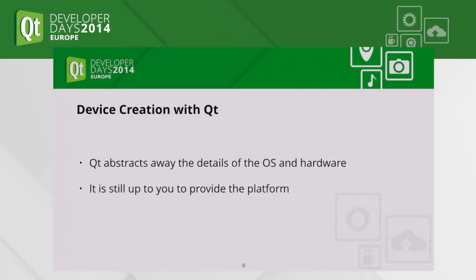And so Qt fulfills the need to actually abstract away the operating system and the hardware. So that's good. It makes embedded development easier, but it's not everything. Qt can only get you so far in itself because you still have to provide the platform to actually develop on. You have to provide the toolchain, the hardware, the sysroot, all of these things.